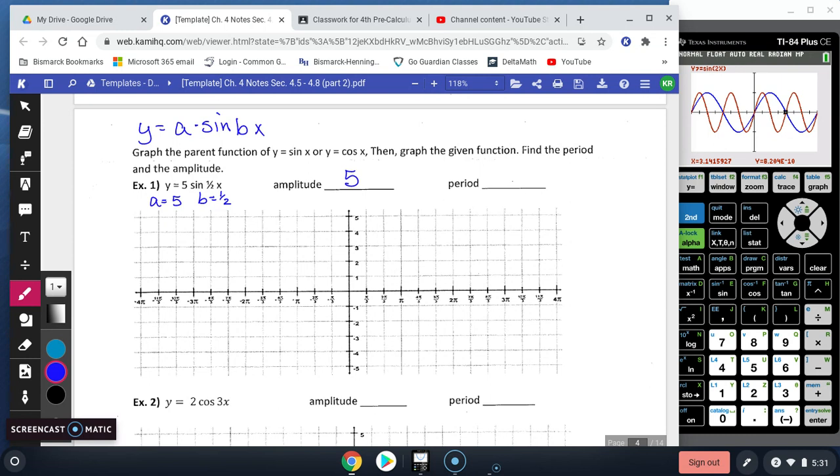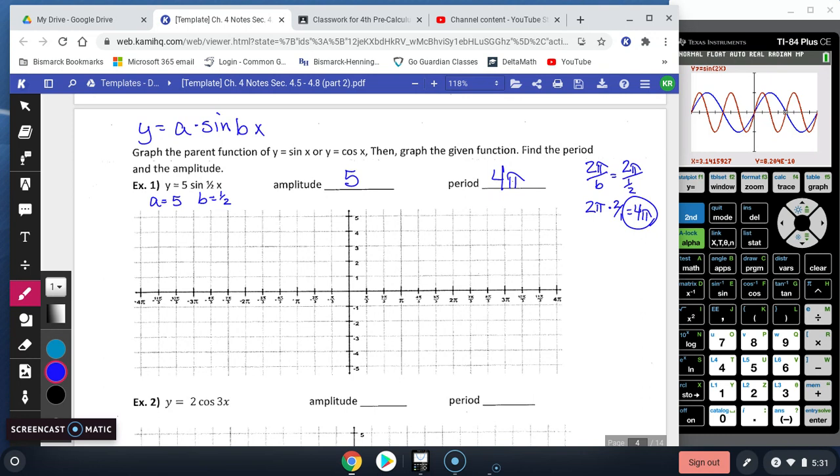Now let's look at the period. Your regular sine function, parent function, period is 2 pi. But I have 1/2. So 2 pi divided by b. So 2 pi divided by a half. Well, you divide by a fraction, you multiply by the reciprocal, is 4 pi. So this period is 4 pi.